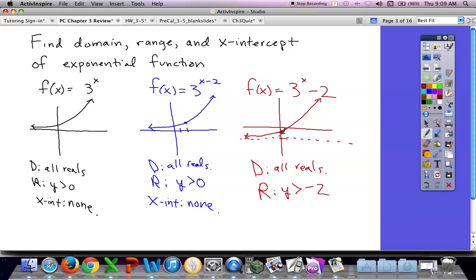And how are we going to find the x-intercept of this? How do we normally find x-intercepts? Say again? Put in 0 for y, solve for x, right? So if I did that, I would have 0 equals 3 to the x minus 2. 3 to the x equals 2. Okay? And then, do I have that right?